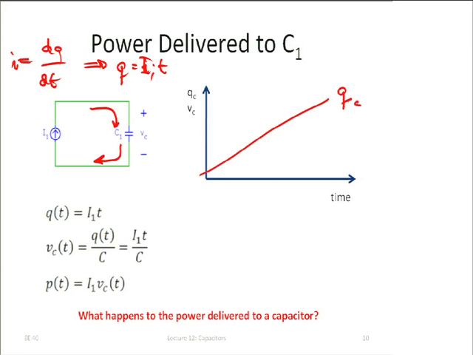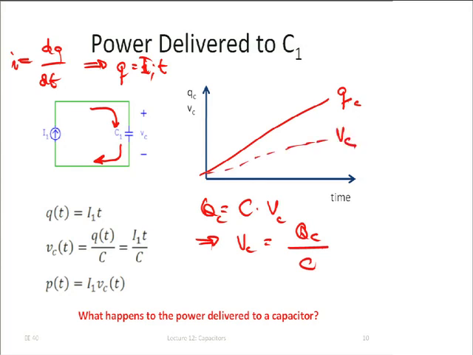Okay? And now we can also figure out what is the voltage on the capacitor. Well, we had Q equals the capacitance times the voltage, and consequently, we can solve for the voltage on the capacitor. That is equal to Q_C divided by capacitance. So there would be another line. The slope depends on the value of C. That would be V_C. Okay?